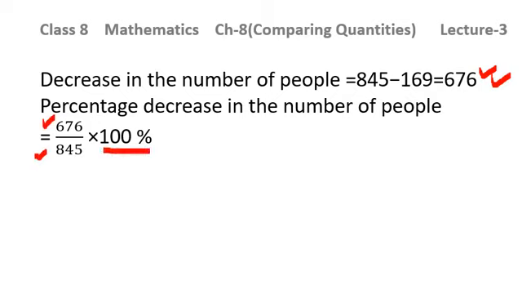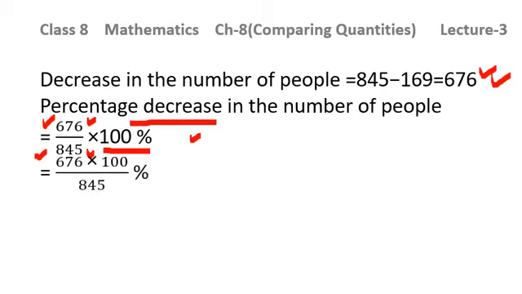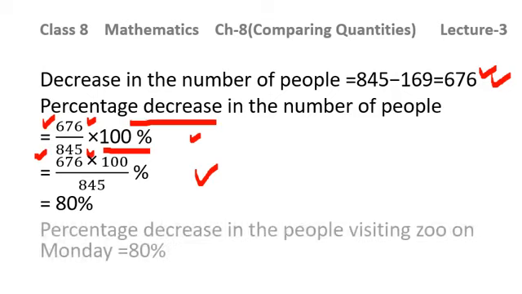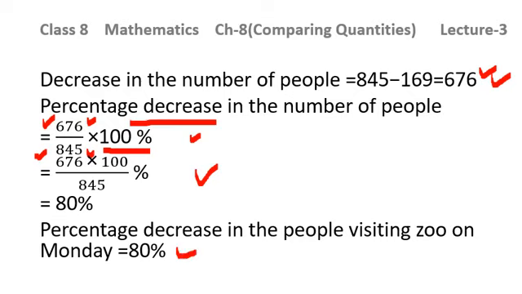So decrease in the number of people is 676. We have calculated original value is 845, into 100% because we want the answer in percentage. So it will be 676 into 100% over 845. After solving, you will be getting 80%. So the percentage decrease in the people visiting the zoo on Monday is equal to 80%.